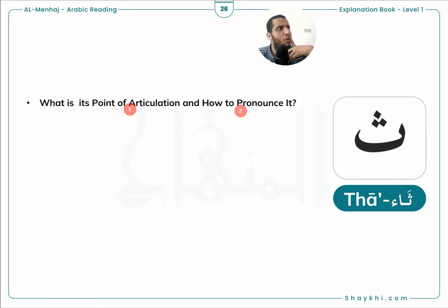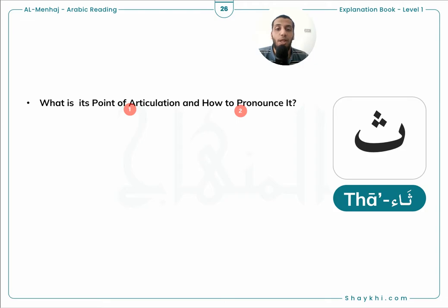We pronounce letters using organs other than the tongue. Sometimes we use the lips, such as letter ba, letter waw, letter mim. These letters are all based on the lips, ba, ba, ba. But here in th, we are using the tongue.